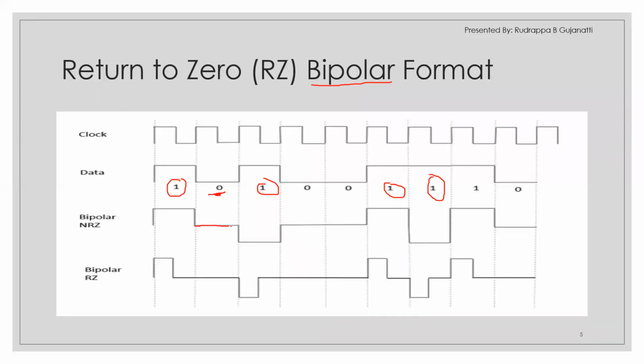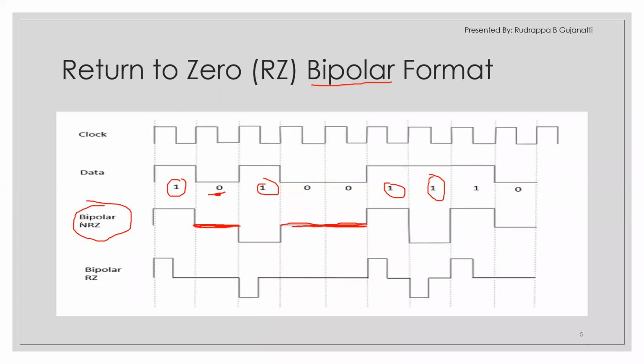0 will be represented with 0 volt always. So here you can see for the entire bit duration, it is represented with 0 volt. Now in return to 0 and non-return to 0, slight difference, that is during the half bit interval, it has to return to 0 in RZ format, and in NRZ it doesn't happen. So if I just consider the bipolar representation right here, as per non-return to 0, it should stay at that level, and it should not be returning back to 0 after the half bit interval.